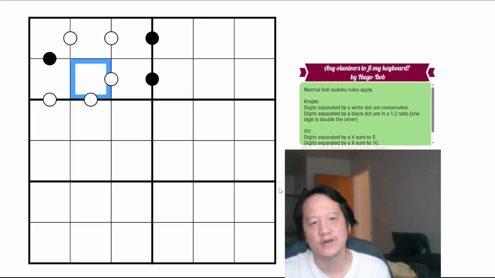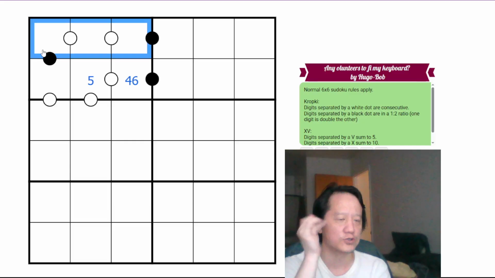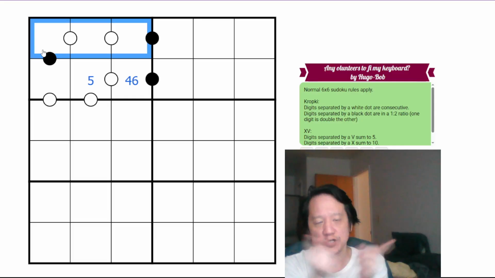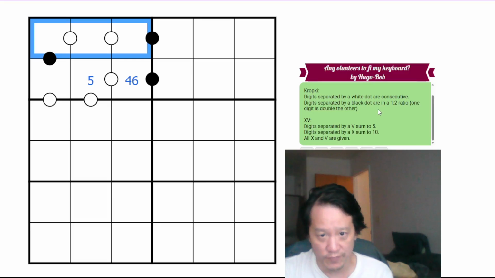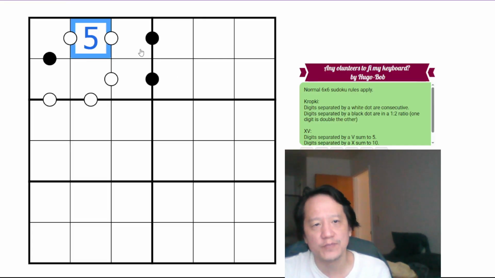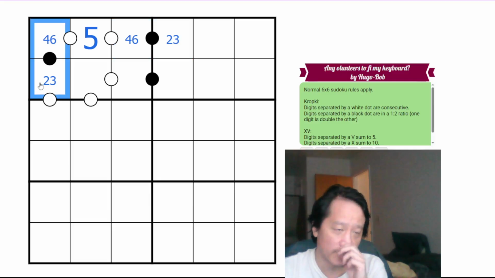So if we have 5 here, this is 4 and 6. This would have to be either 1, 2, 3 next to each other or 2, 3, 4 next to each other. And the 2, 3 would be sharing an edge with each other, which is not allowed because there are no X's or V's in this grid. Excuse me. So therefore, this can't be 5 here, which means this must be 5 over here. And again, it must be next to 4 and 6. That forces these to be 2 and 3 to be in 1 to 2 ratio with 4 and 6.